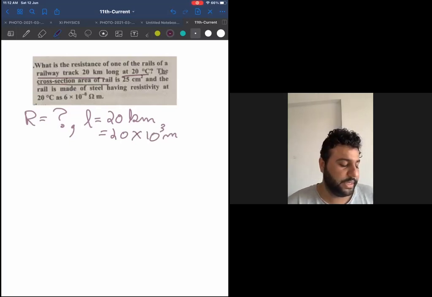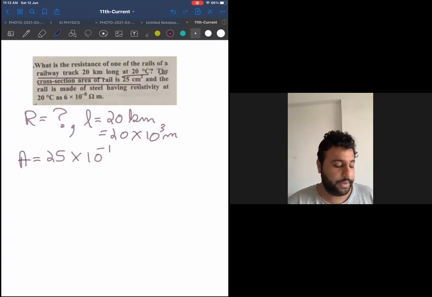The cross-section area of the rail is 25 centimeters square. Therefore, the cross-sectional area is 25 centimeters square, which is 25 into 10 power minus 4 meters square.